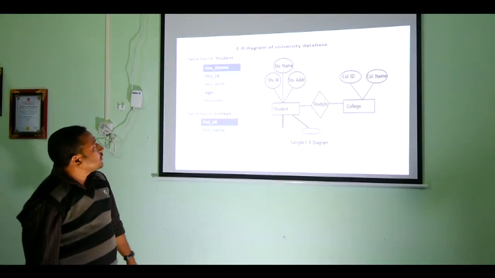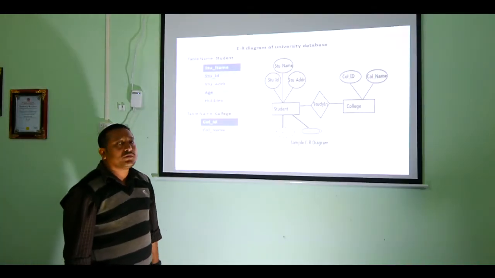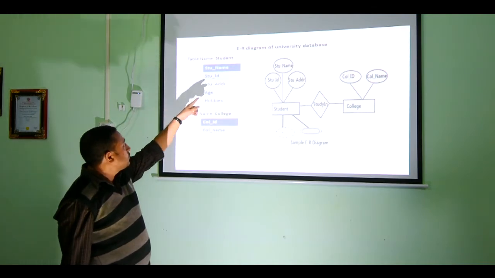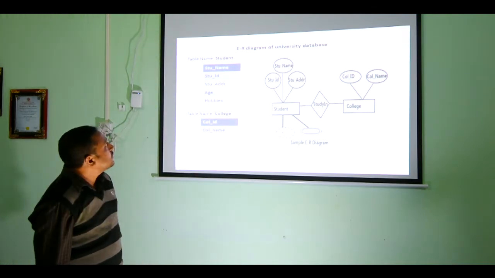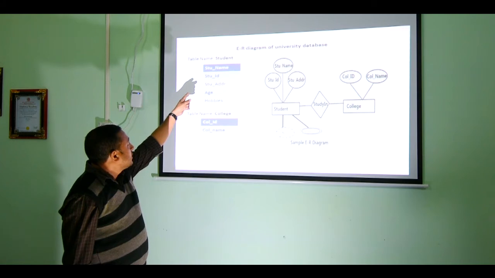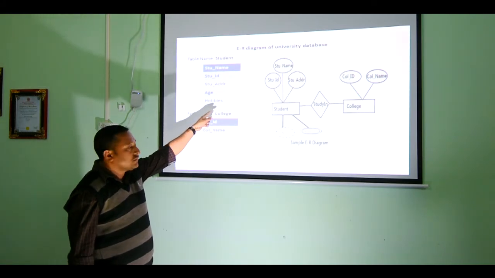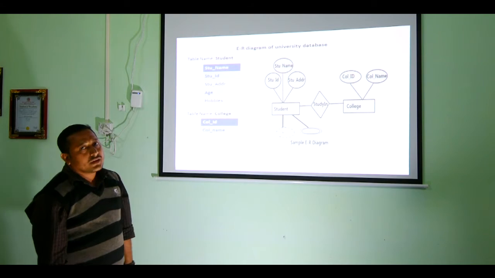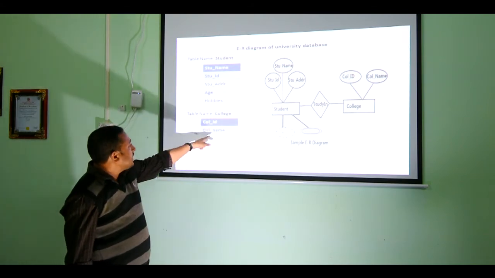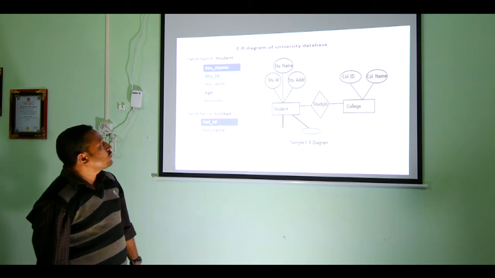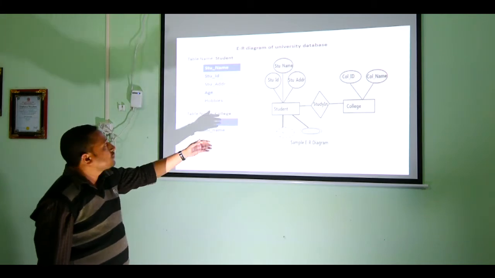Here, suppose we have one ER diagram of a university database. Here we have two tables, one is student and another one is college. In the student table we have student name, student ID, student address, age and hobbies. And in the college table we have college ID and college name columns. This diagram simply shows the ER diagram for these attributes.